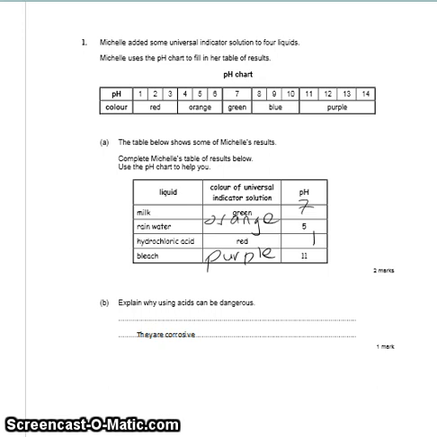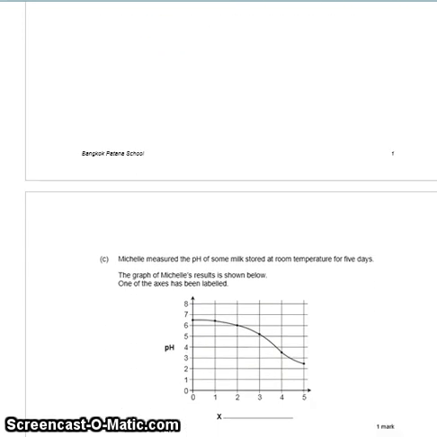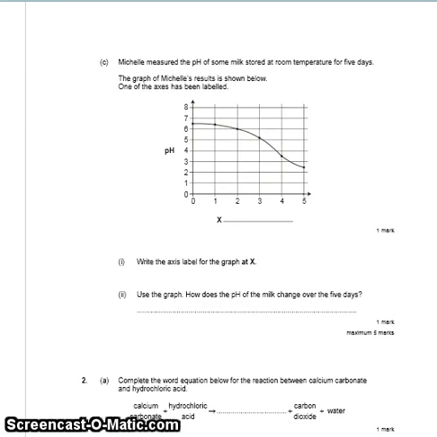Okay, so moving on. Michelle measured the pH of some liquid stored at room temperature for 5 days. The graph of Michelle's results can be shown below. On one of the axes has been labelled, so we've got the pH here, and we've got just X with the label for the axes there. So we've got 1, 2, 3, 4, 5, so over 5, and so we'd have to put on here number of days. There we go, number of days.